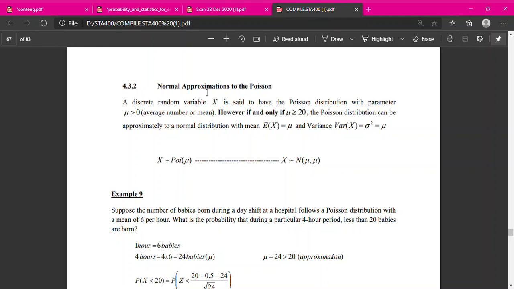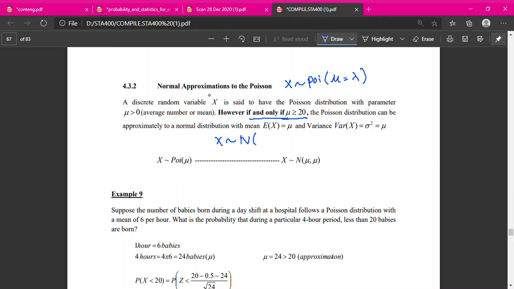Kita baca sikit. A discrete random variable X is said to have the Poisson distribution with parameter mu. Kan, kita akan tulis biasanya untuk Poisson, X will be the Poisson with parameternya mu ataupun lambda, okay, which is the mean of that random variable. However, if and only if mean ataupun lambda is more than or equal to 20, the Poisson distribution can be approximate kepada normal distribution. Okay, daripada Poisson nak approximate kepada normal.